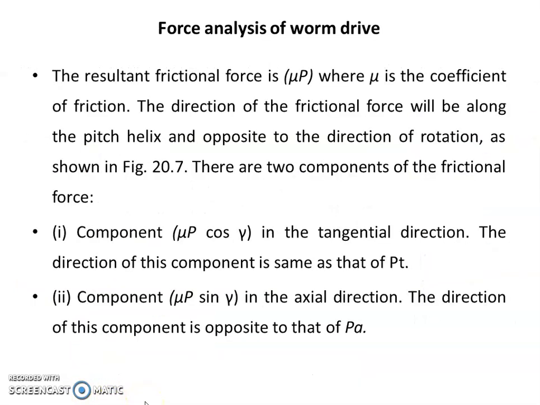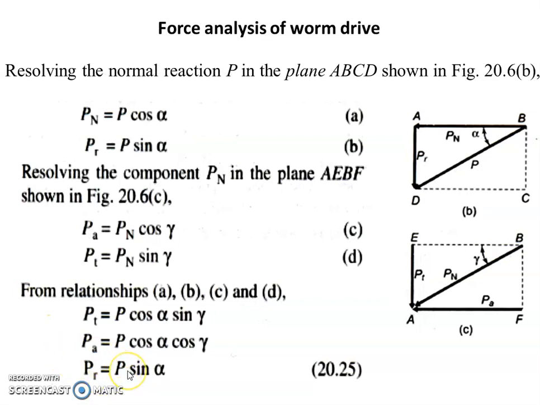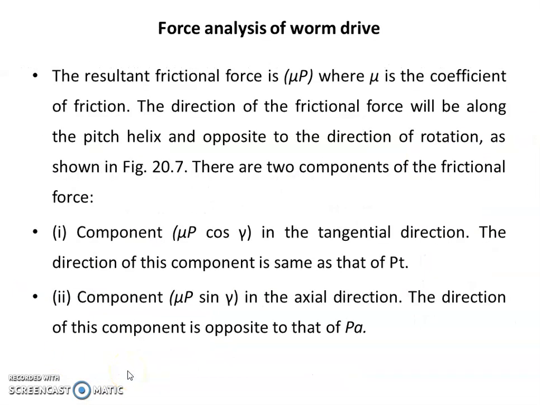But as already decided, the resultant component of force will be considered with reference to two types of forces, out of which one component of force will be the force which is in between the different component of forces, and another is the resultant frictional force. Is it okay? So the resultant frictional force is mu P, where mu is the coefficient of friction. The direction of the frictional force will be along the helix and opposite to the direction of rotation.